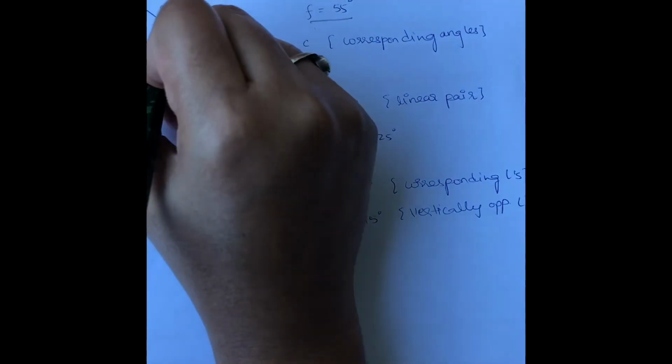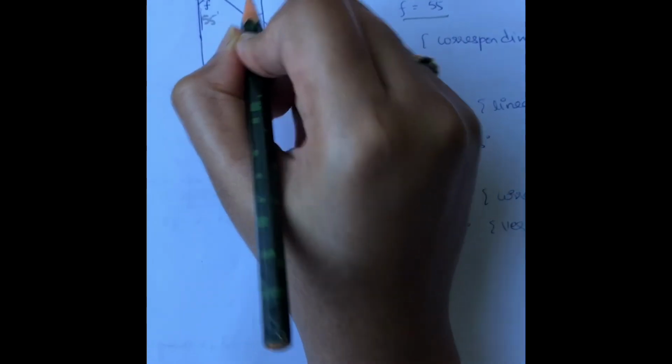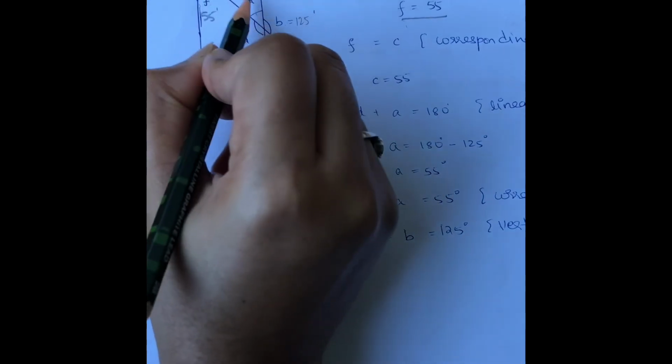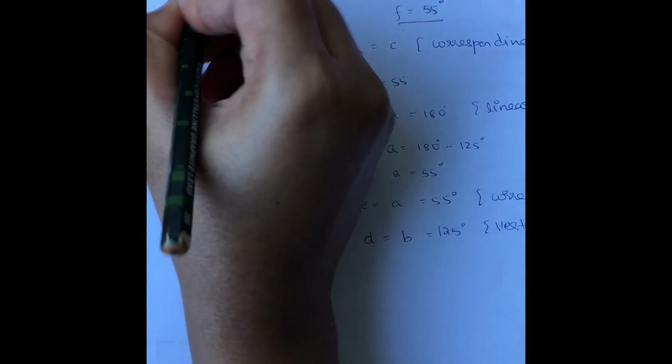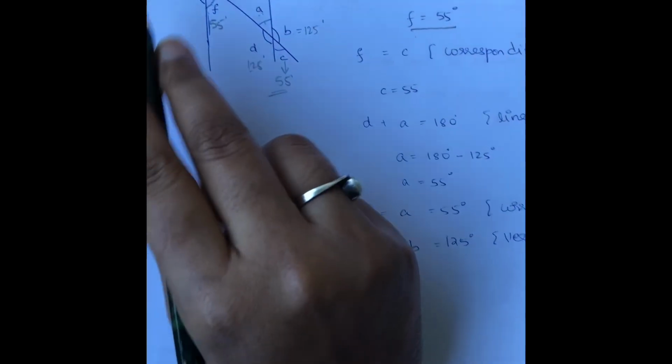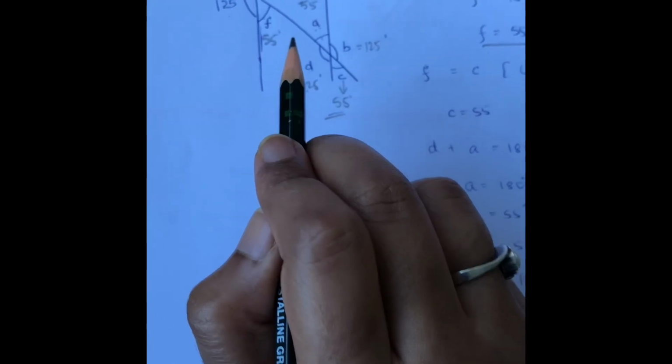And a pair of alternate interior angles should be equal, so F is equal to A, so this is also the same, 55 degrees. E is equal to A because they are corresponding angles, so this is also 55 degrees. So we have found everything. Though the problem looks very huge, it is very simple.